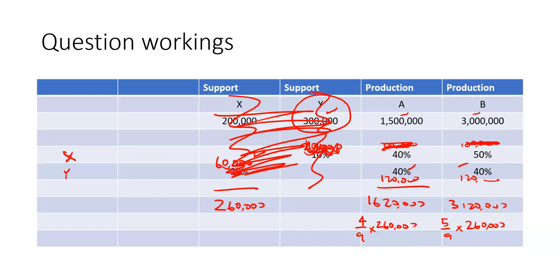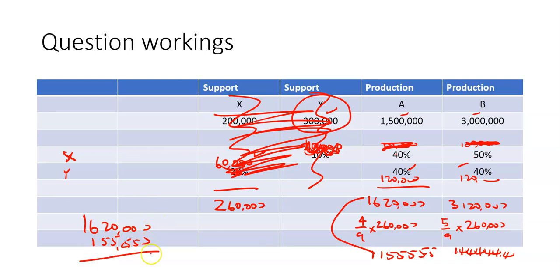And so when we do that, we have 4 divided by 9 times 260,000, which gives 115,555, and then of course the difference is this minus 260, which is 144,444.4. So the new total allocation, the full cost of production A, would be 1,620,000 plus 115,556, and you get 1,735,556. And so the answer is B. And that's how we do this.